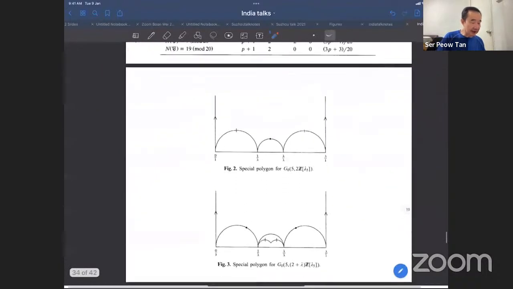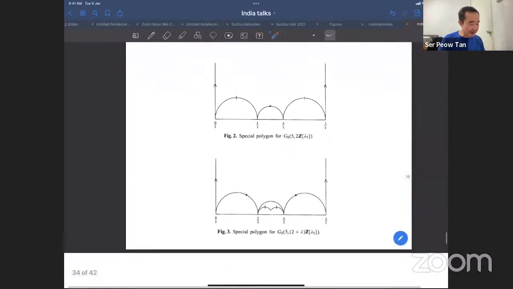Okay, so just very quickly, this is a special polygon for G05 with the ideal generated by 2. In this case, this side is identified to this side by this order 2 element, this side is identified to this side by some element like this, and this side is identified to this side by (1, lambda; 0, 1). Sorry, this one is just (1, lambda; 0, 1), because (1, lambda; 0, 1) is in G0.